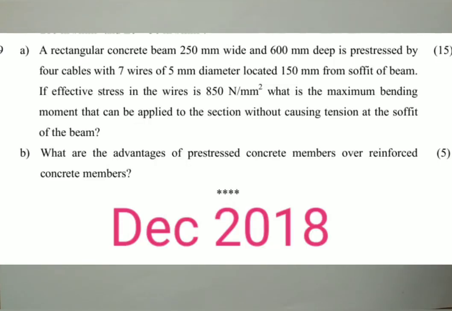B part of the question is to write down the advantages of pre-stressed concrete members over reinforced concrete members. For this question, you have to write down at least 5 points since this carries 5 marks. The points should mainly include that the entire section of the pre-stressed concrete beam takes part in resisting moment. It eliminates corrosion of steel when the structure is exposed to weather.